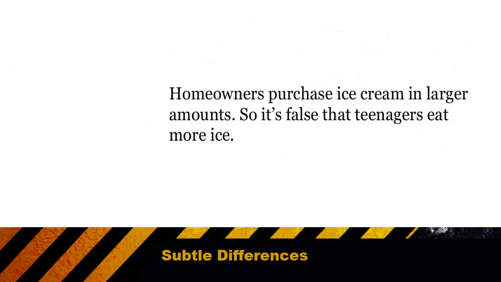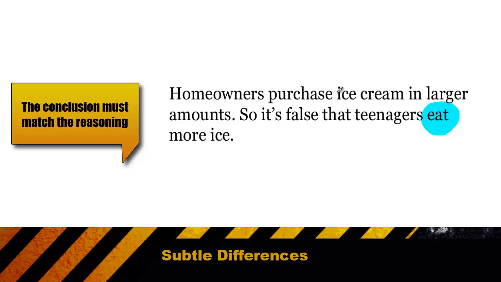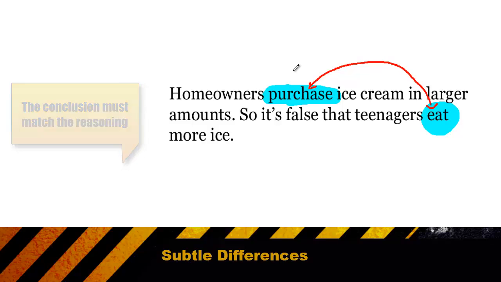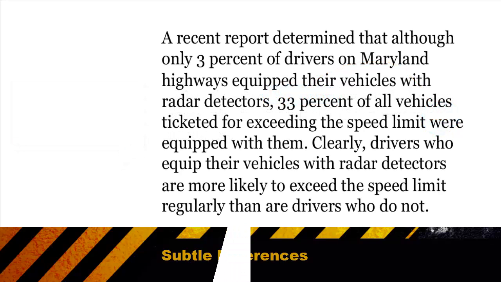And now that we've simplified the argument, it's a lot easier to see the shift. The conclusion is about eating ice cream, but the reason or evidence they give is about purchasing ice cream. And while purchasing and eating are often related, they're not exactly the same thing. So it's quite possible that when adults buy ice cream, they buy ice cream for teenagers who in turn eat the ice cream. Let's try one more.